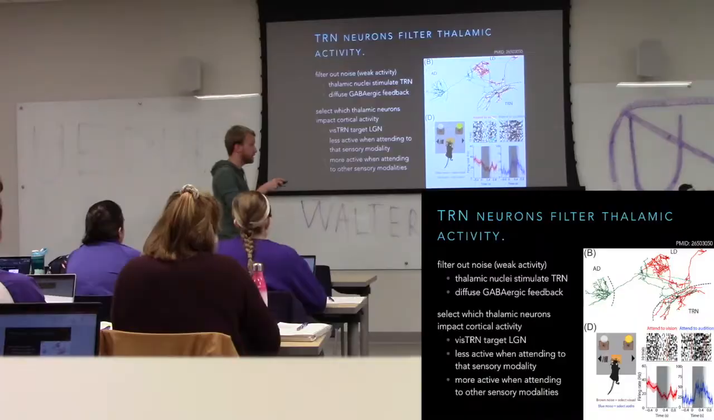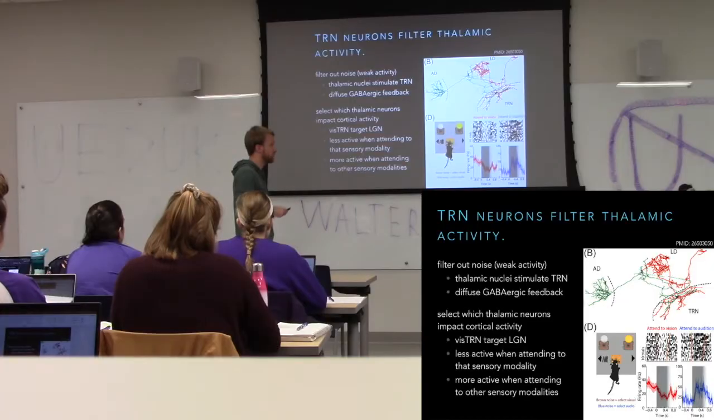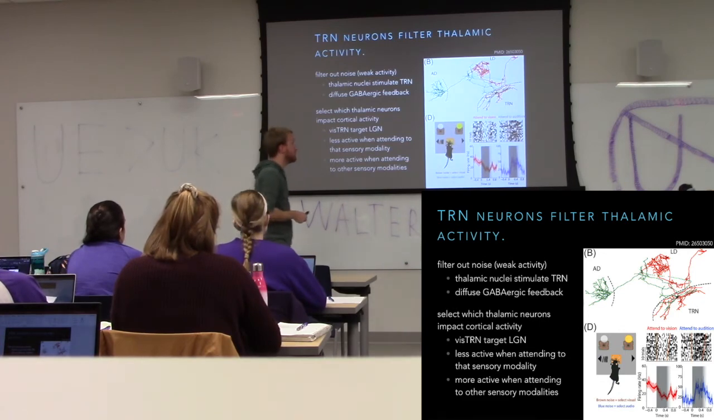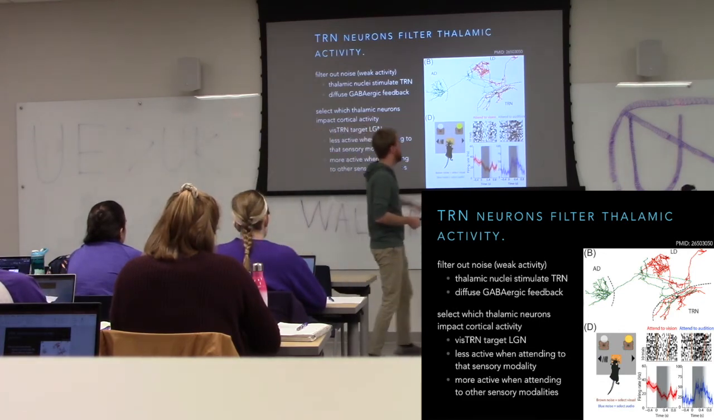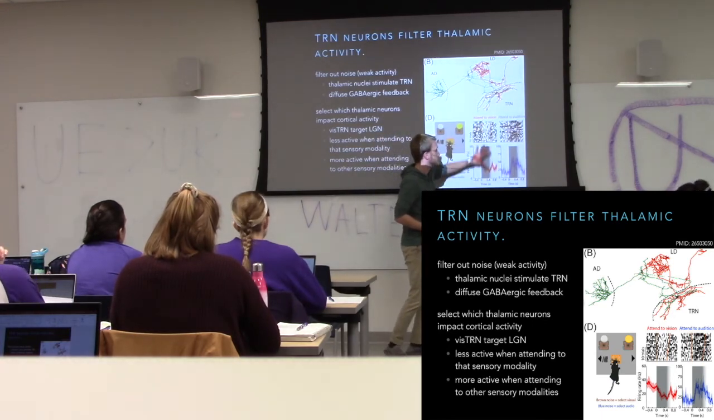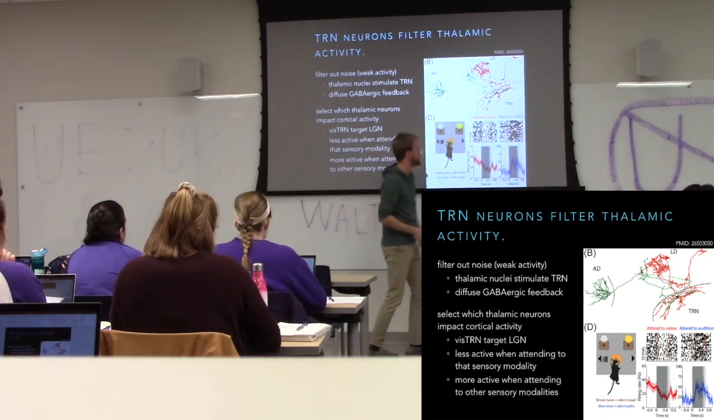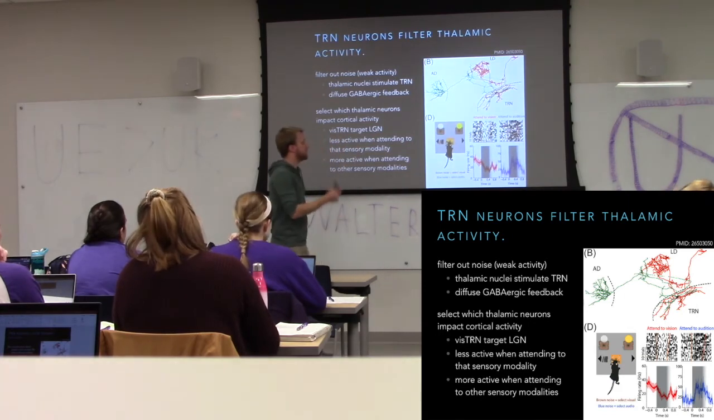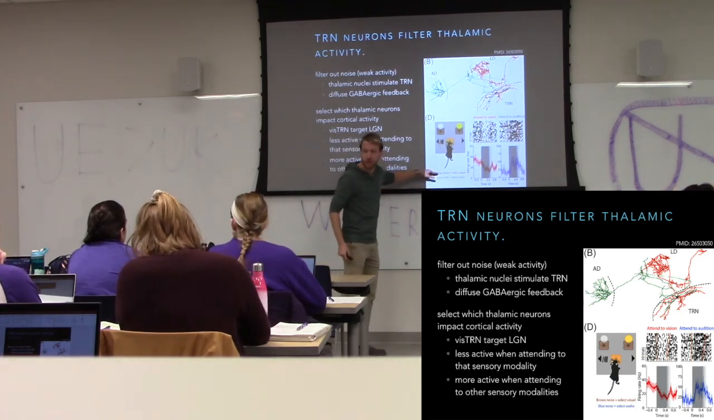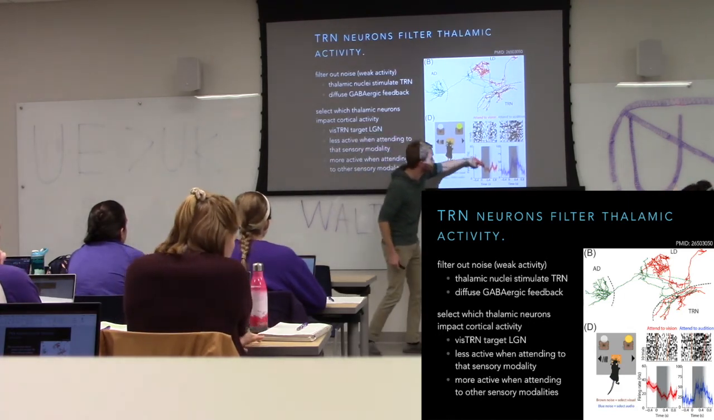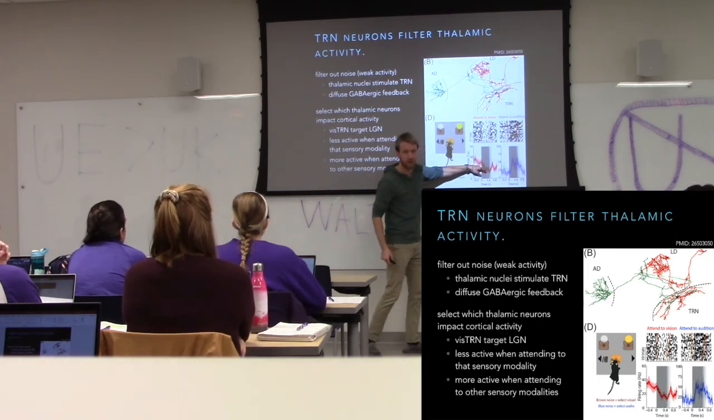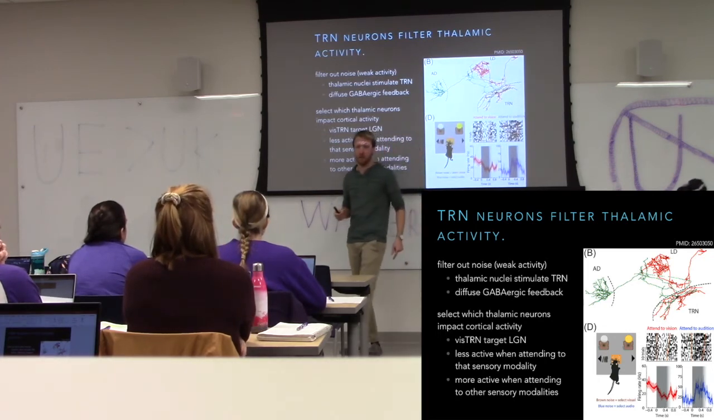That's what we're looking at here. So these are just raster plots. Every little line is showing you action potentials in these visual reticular neurons. And here it is plotted over time. So this and this, same thing, a little easier to see here. When they present the cue to say, pay attention to visual input, we get a decrease in firing in our reticular neurons. In other words, we disinhibit the LGN.